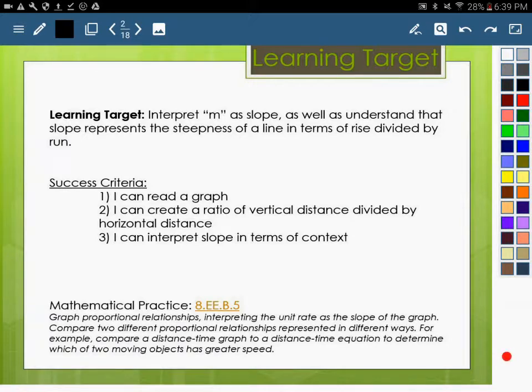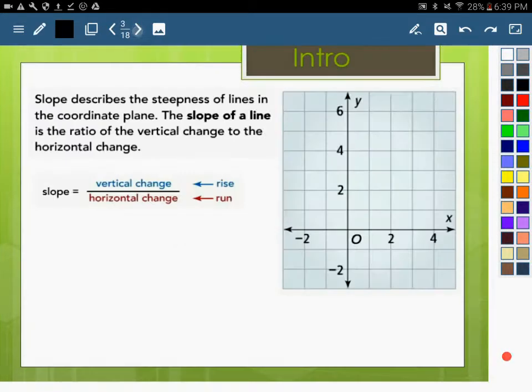And lastly, I can interpret slope in terms of the context. So not only are we going to learn what this word slope really means, but we're going to be able to interpret it in real life words. So let's take a look at our little intro here. It says slope describes the steepness of lines in the coordinate plane. The slope of a line is the ratio of vertical change to the horizontal change.